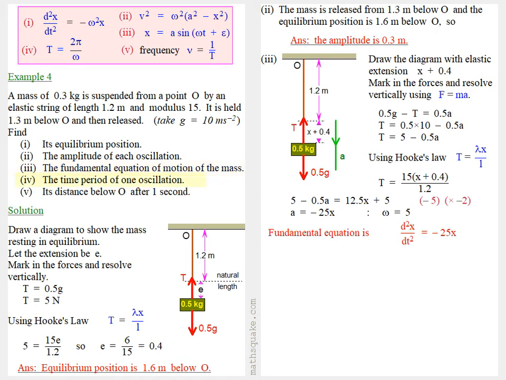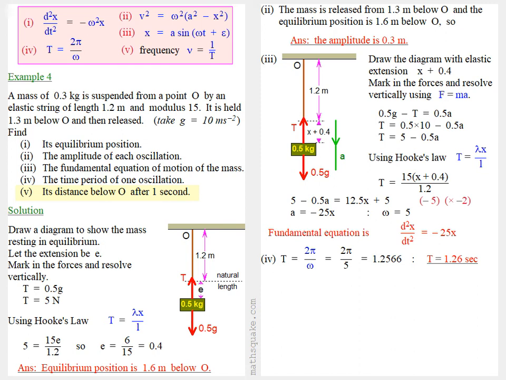Now in part 4 we're asked to find the time period of one oscillation. Well, we know the time period is 2 pi over omega, so that's 2 pi over 5, which is equal to 1.2566. So we have the time period is 1.26 seconds. Now in part 5 we want to find its distance below O after 1 second.